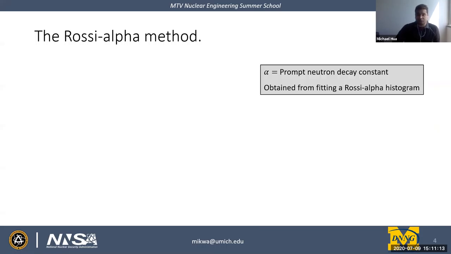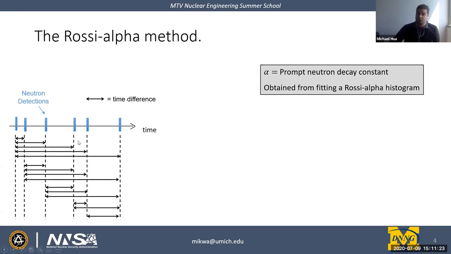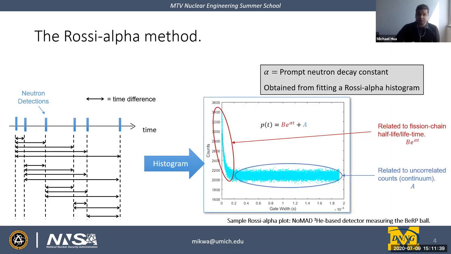So in our Rossi alpha measurement, what we do is we take our detector, so the detectors that we do have detect neutrons, and we look at the time of neutron detections. We then calculate the time difference between any and all neutron detections, so we call these little arrows of time differences, and we then histogram the time differences. And what we see is the plot that Alexis was showing you. This is from real measured data. And what we see is a decaying exponential to a constant.